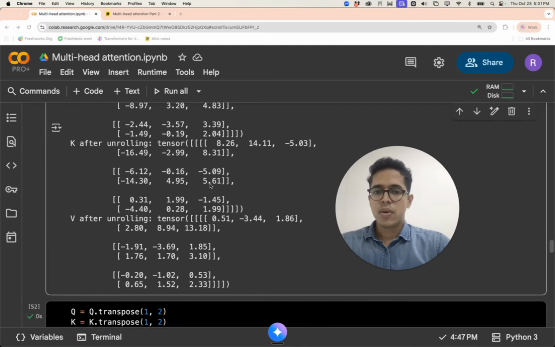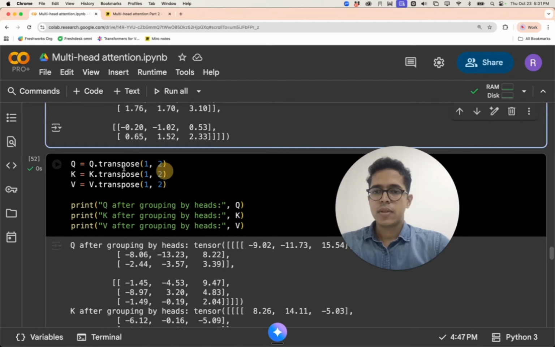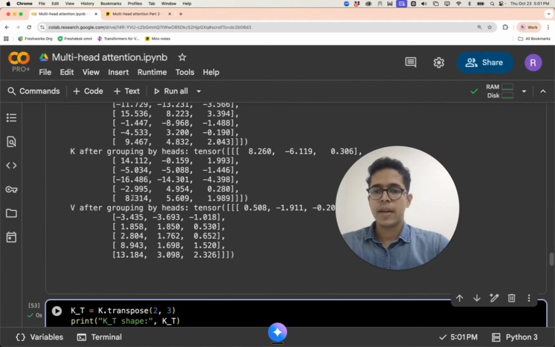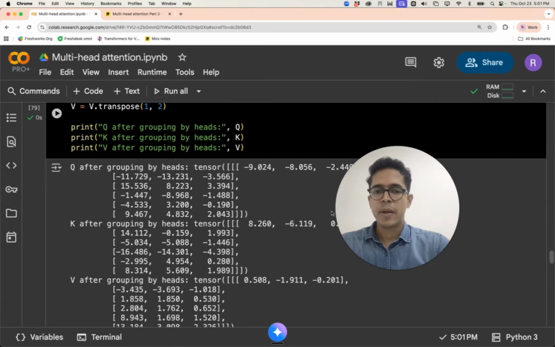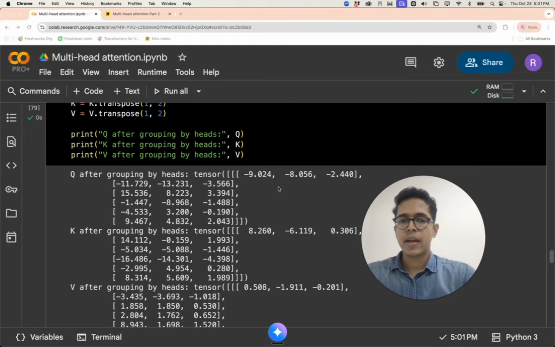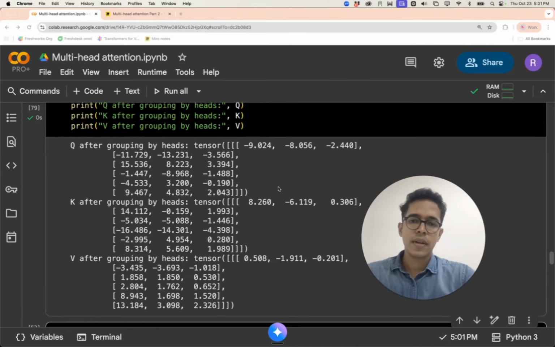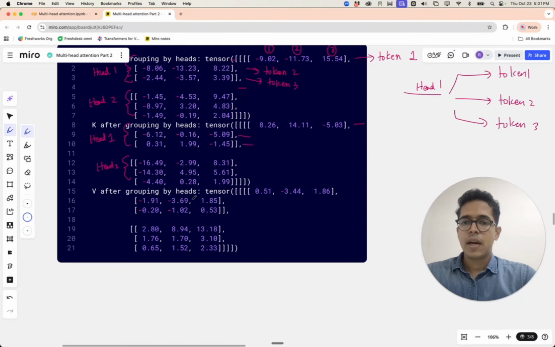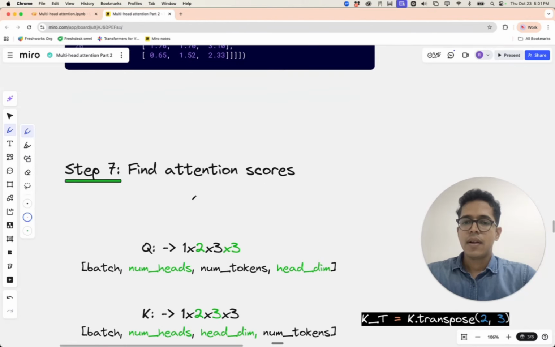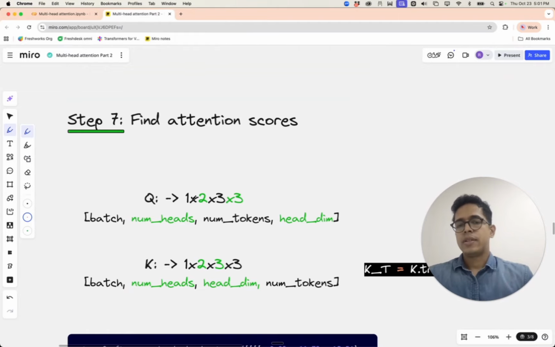So in code, all we need to do is take the transpose, q dot transpose of 1 comma 2, key dot transpose of 1 comma 2, and value also. Then we get this grouping based on attention heads instead of grouping based on tokens. All right. Now let's go back. Now we are ready to calculate attention scores. So attention score is simply query dot key transpose.